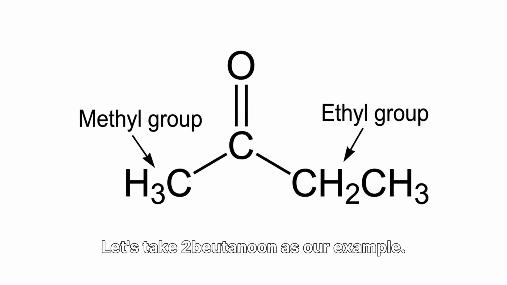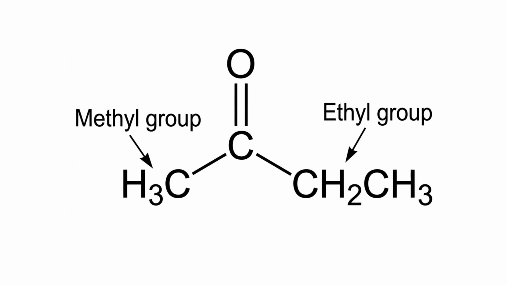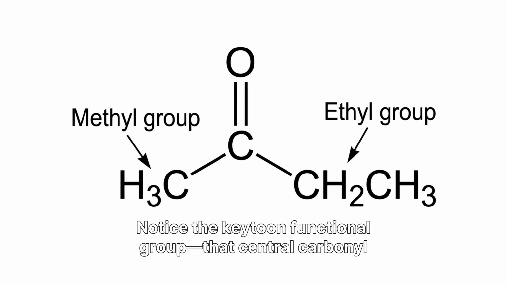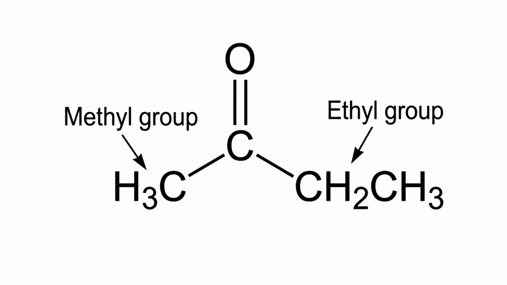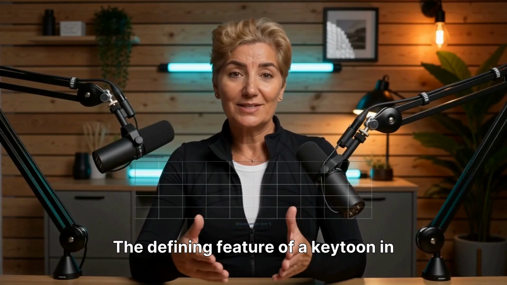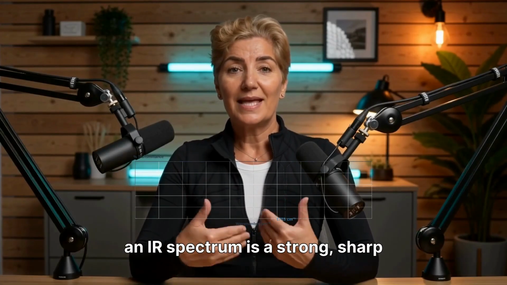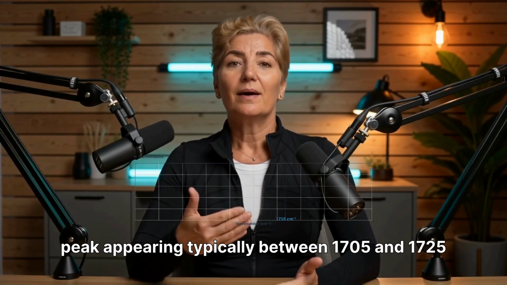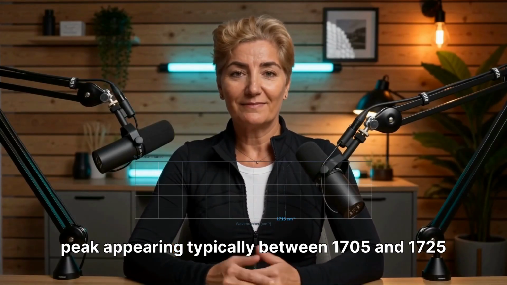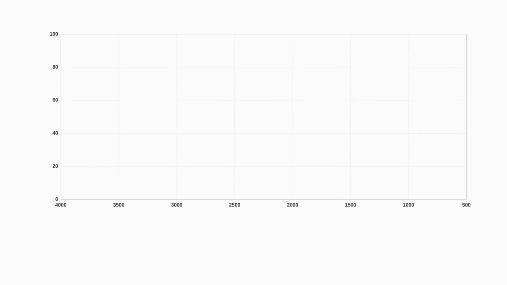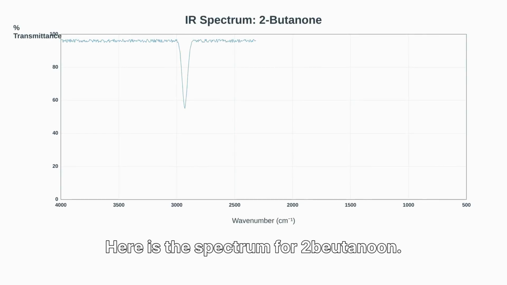Let's take 2-butanone as our example. Notice the ketone functional group, that central carbonyl carbon bonded to two other carbons. The defining feature of a ketone in an IR spectrum is a strong, sharp peak appearing typically between 1705 and 1725 inverse centimeters. Here is the spectrum for 2-butanone.